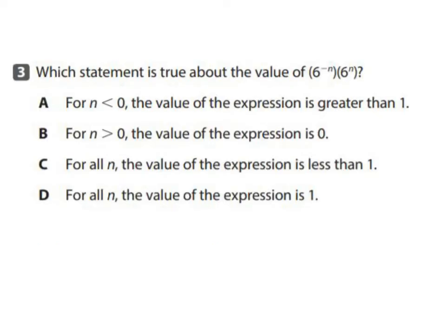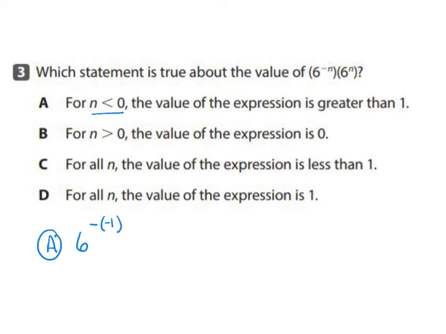Our next one. So which statement is true about 6 to the negative n times 6 to the n? This one's tricky. So 6 to the negative n times 6 to the n. Well, this says if n is less than 0, then it's greater than 1. Well, let's pick something where n is less than 0. So I'm going to go down here and do A in blue. So 6 to the negative, let's say we pick n to be negative 1. So we would replace the n with a negative 1. That gives us a double negative there.